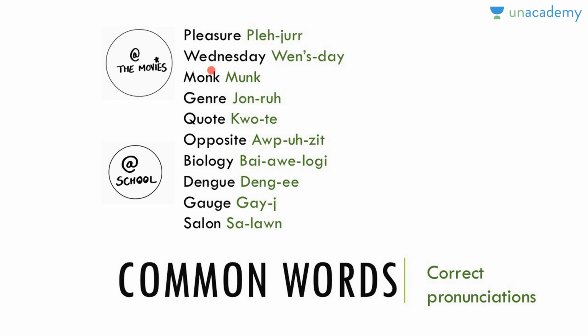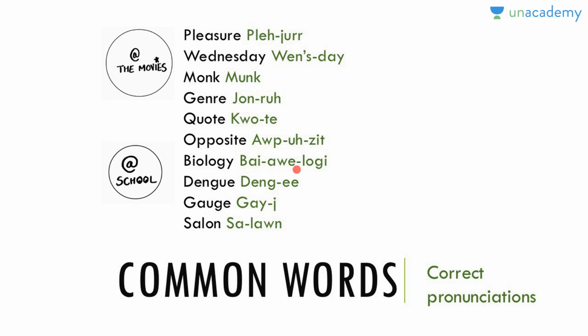And this day of the week has been probably most mispronounced. It's Wednesday. Not, you don't say out loud the D in between. You don't call it "Wednesday". It's "Wednesday". That's "monk". And "genre". "Quote". "Opposite". Not "opposite". I actually say this wrong many times. It's "opposite". "Opposite" to my table.